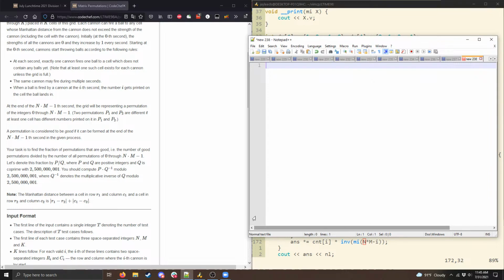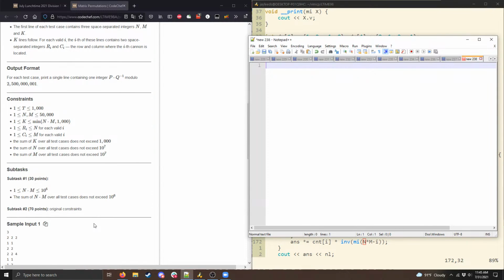So yeah, that's how we get 30 points on this problem. I do not know how to get 70 points, so I'm going to be reading the editorial later. I'm guessing you're still going to build this CNT array, but you're going to need a much more efficient way to do it, which I'm guessing involves some sort of fancy math.